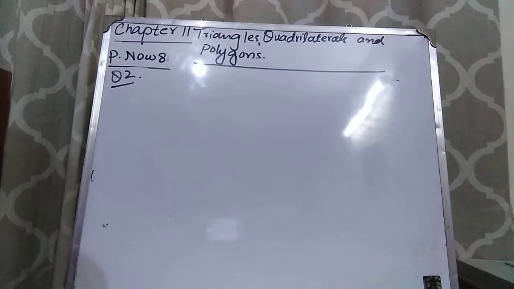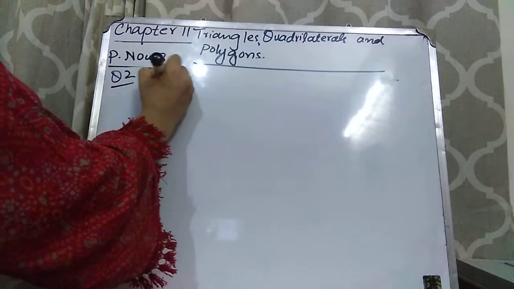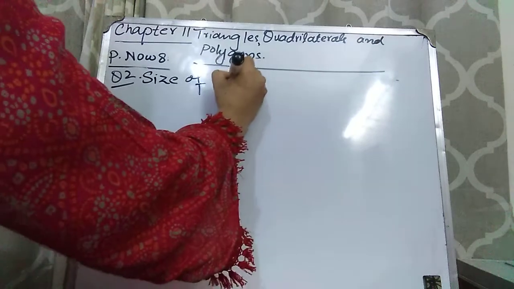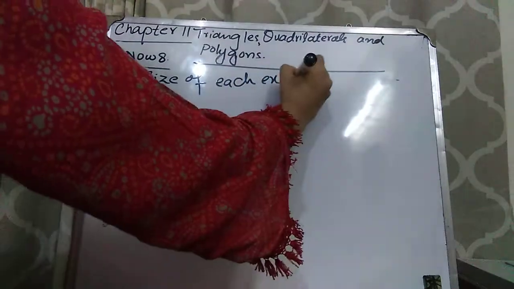Okay students, question number 2 is: by finding the size of each exterior angle of a regular decagon, find the size of each interior angle of a decagon. Remember that a decagon is a shape which is having 10 sides. Deca means 10. So a shape which is having 10 sides is called a decagon. Okay ji, so we have to find out the size of each exterior angle.